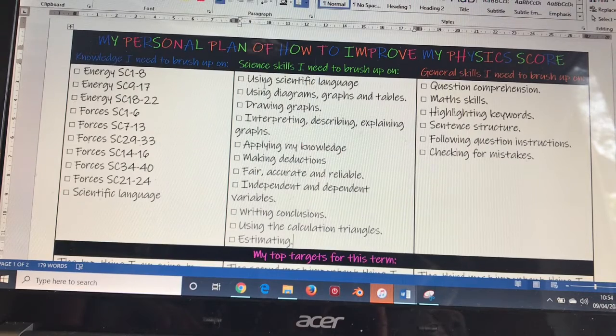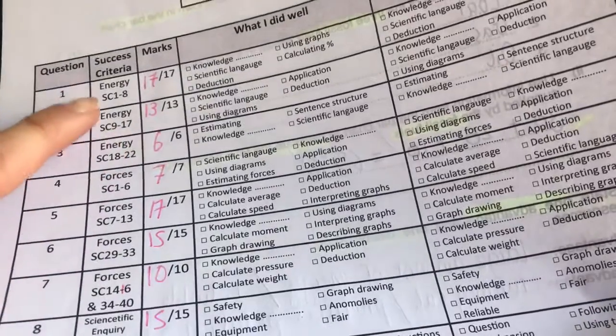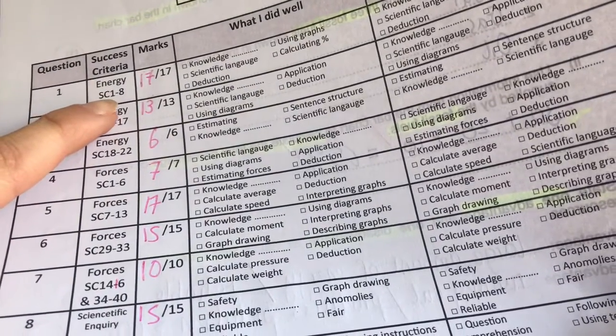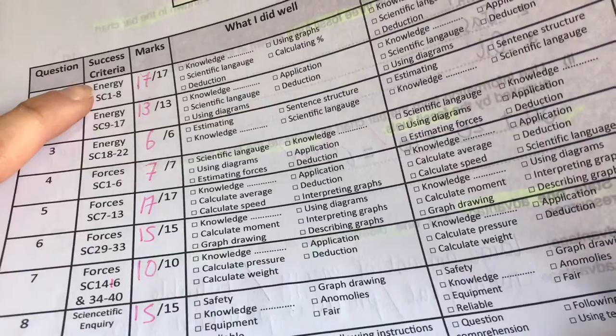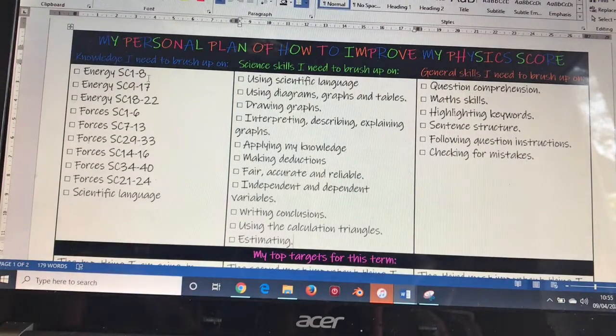So I'm going to just work on the computer. If you've identified that the problem you had with the question was knowledge, then the next thing you need to do is identify which piece of knowledge was a problem. That's quite easy to do because if you look on here, it says, if it was question 1, SC 1 to 8 for energy. Those are the knowledge issues that you could have.